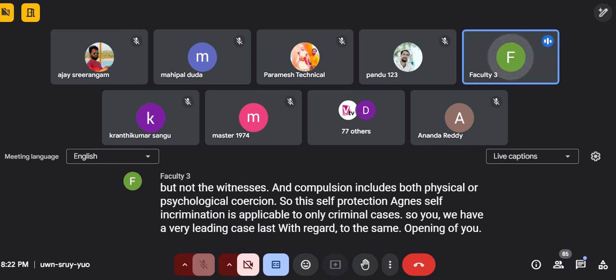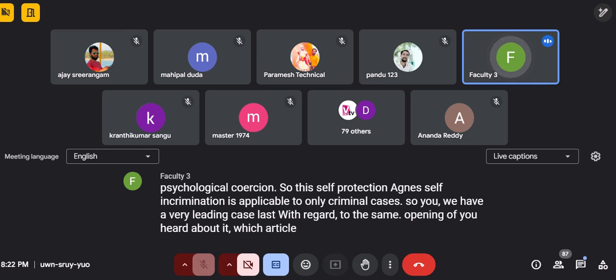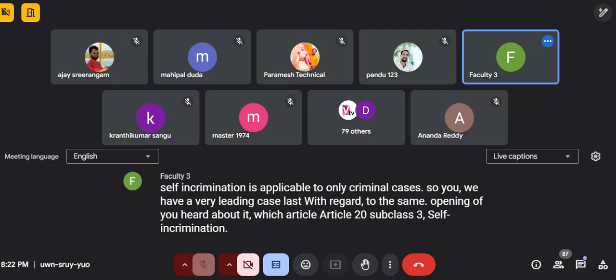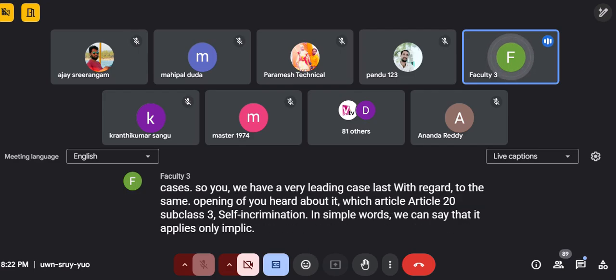How many of you have heard about it? Which article? Article 20, subclause 3. Self-incrimination. In simple words, we can say that it applies to implicating or exposing one's own self-prosecution.